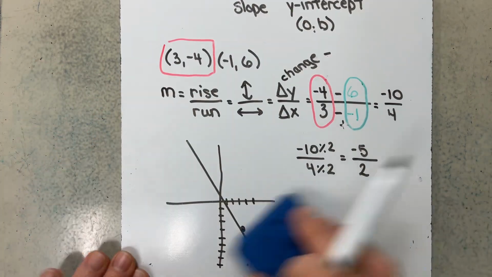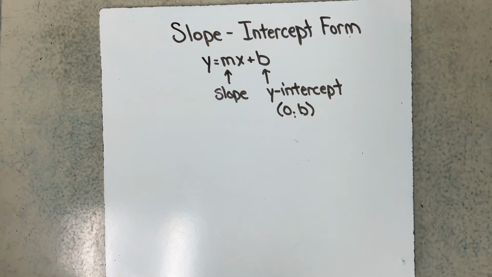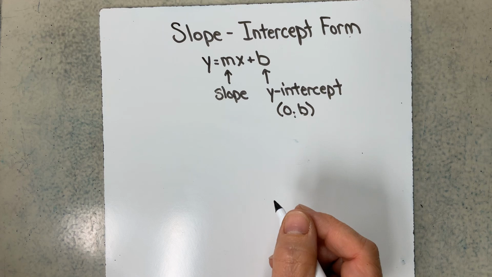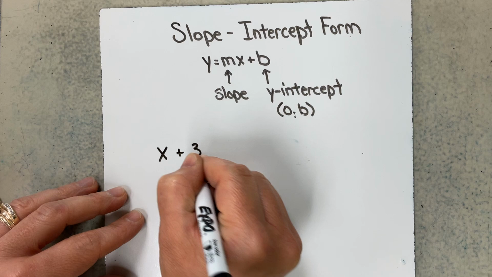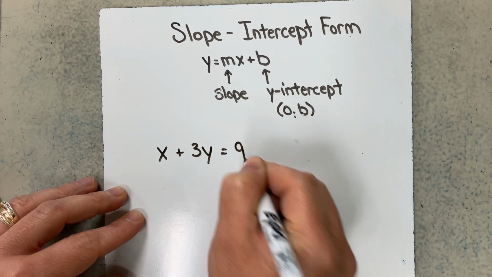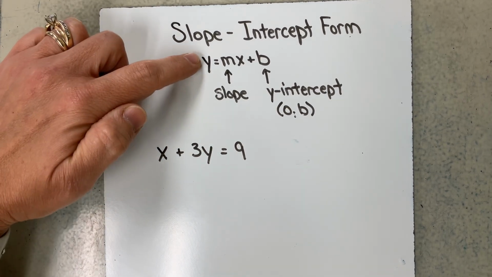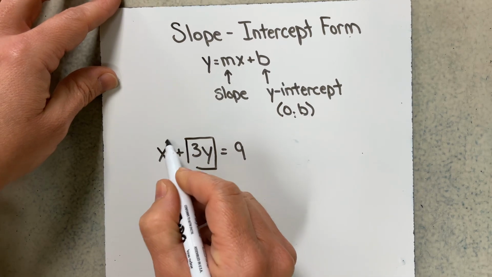Let's look at one more. Let's see if we can graph this. Let's do x plus 3y equals 9. Now, this is in standard form. It's not in slope-intercept form. So what we're going to have to do is we're going to have to solve for our y. So let's do that first. We're going to bring the x over.